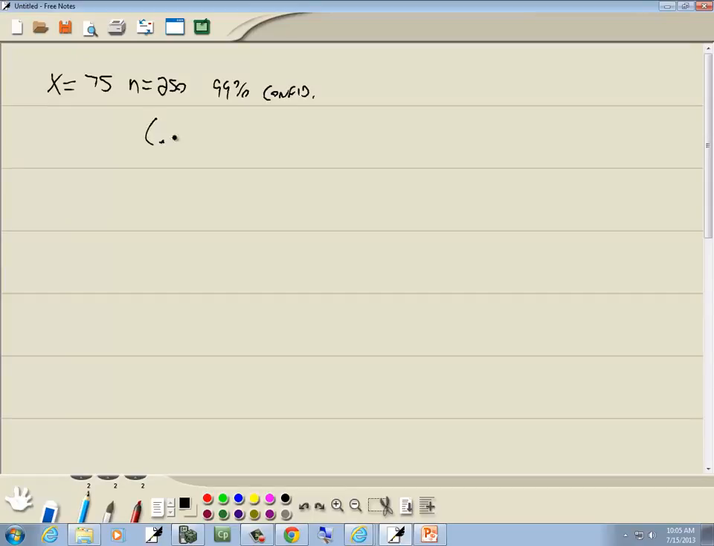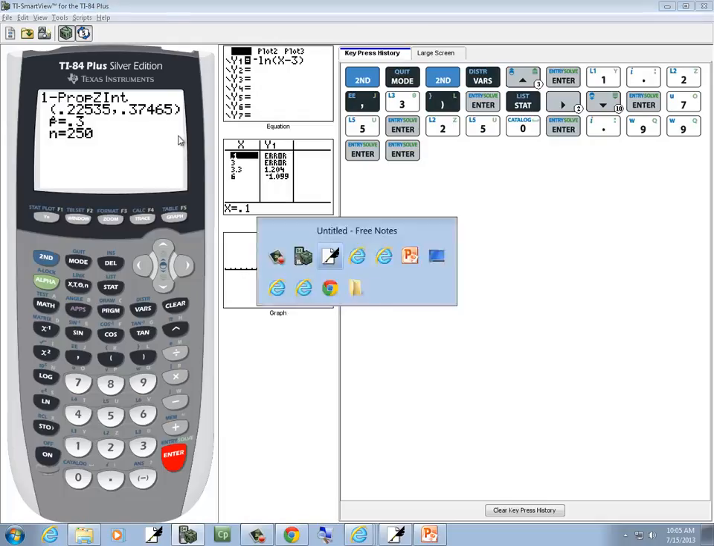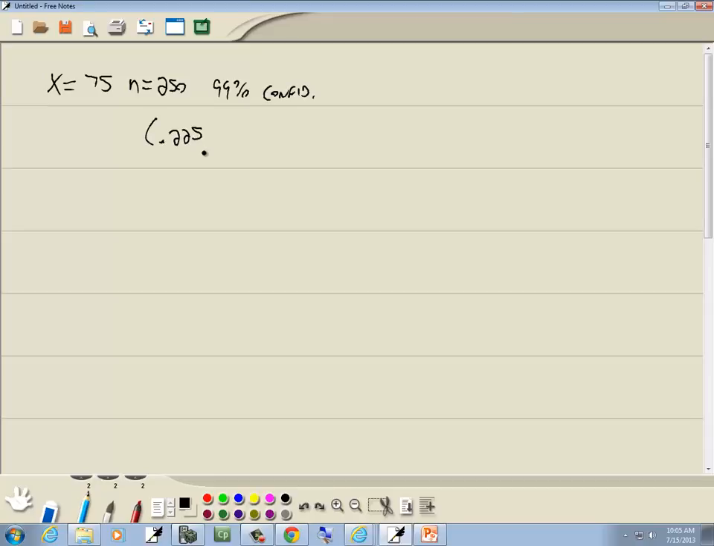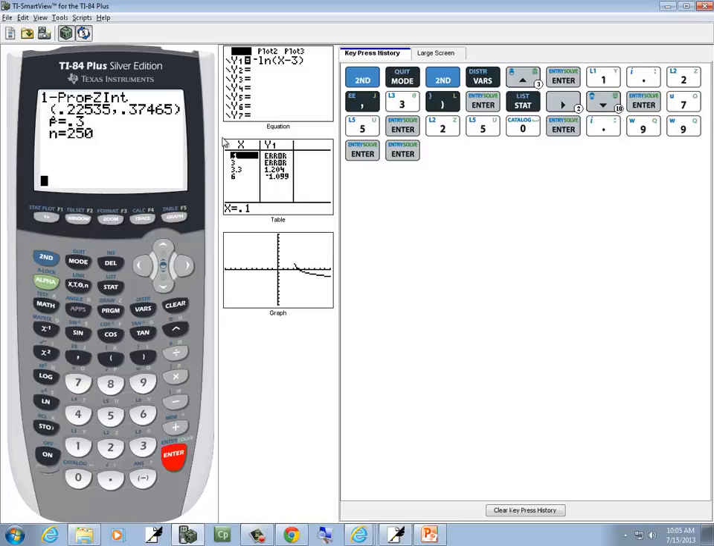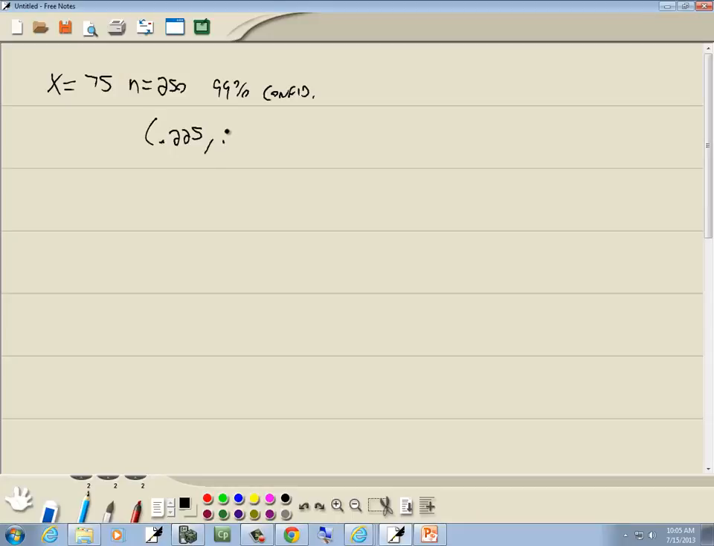So however many decimal places they're wanting, 0.225. I'm not sure if they want 3, but that's what I'll do. And 0.375. And that would be your answer.